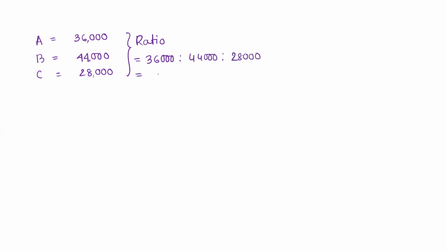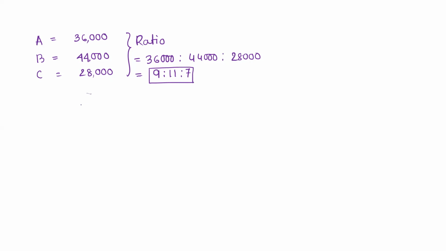Which is equivalent to, if you see, divided by 4: 4 9s are 36, 4 11s are 44, 4 7s are 28. So this is one part which we are going to require to solve the sum.